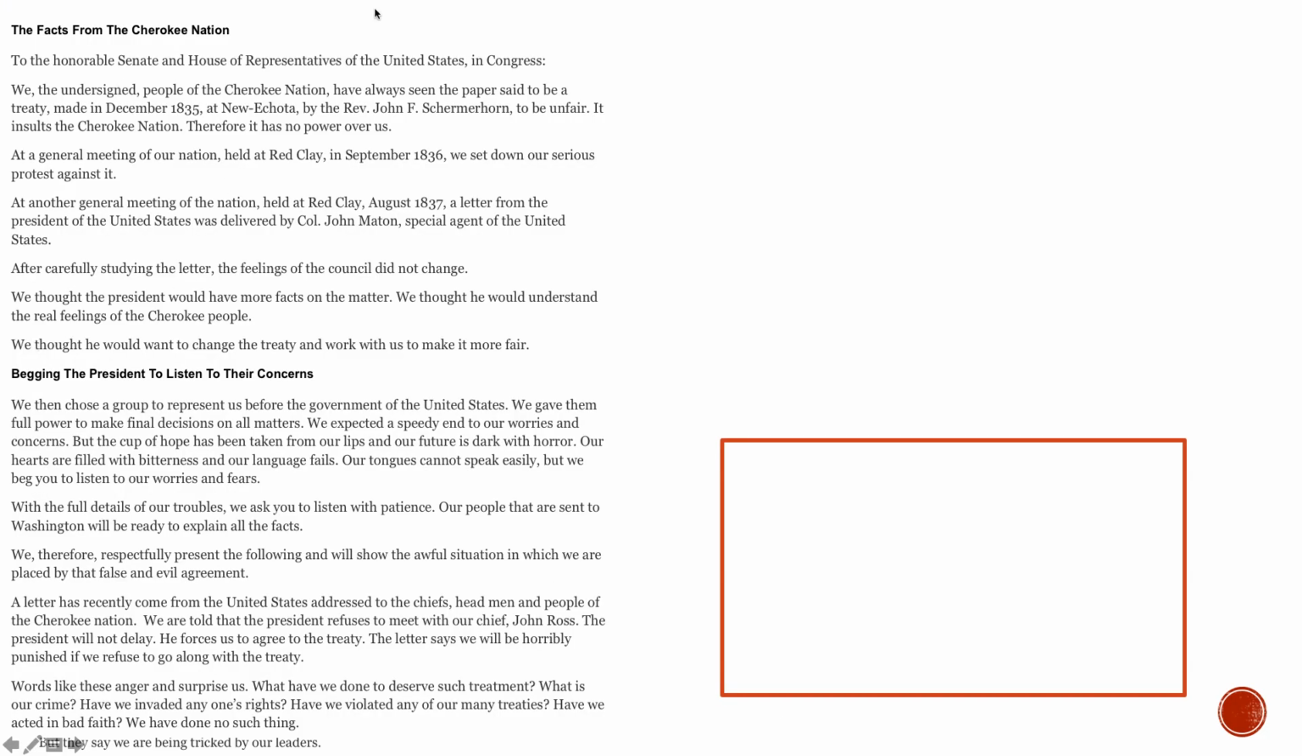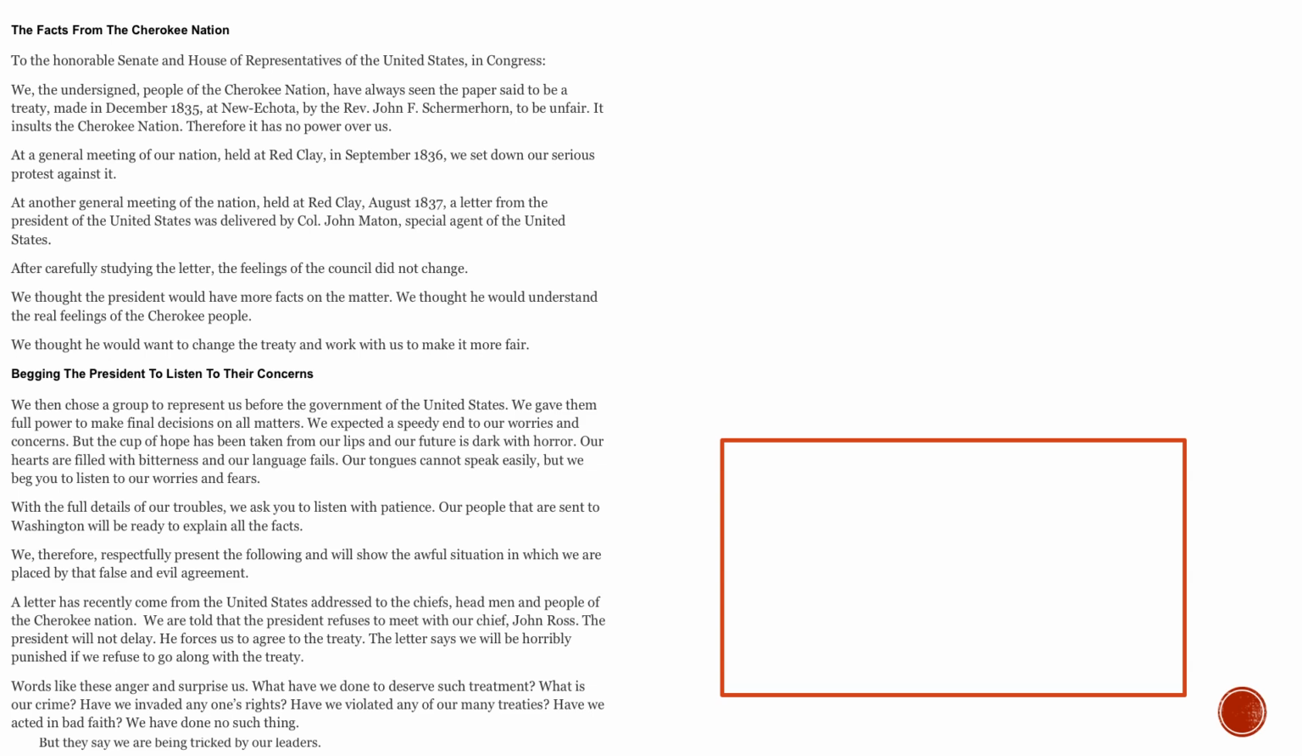Let's read on. The facts from the Cherokee Nation. To the Honorable Senate and House Representatives of the United States in Congress, we, the undersigned people of the Cherokee Nation, have always seen the paper, said to be a treaty made in December 1835 at Newsela by the Reverend John F. Schermerhorn, to be unfair. It insults the Cherokee Nation. Therefore, it has no power over us.